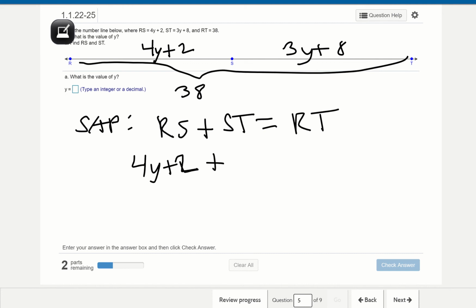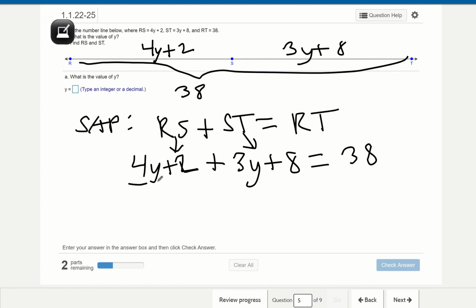And then we know from the S to the T is 3y plus 8. And so I went ahead and just plugged that in. And from R to the T is 38. And so now we can just solve this. It's just an algebra equation.